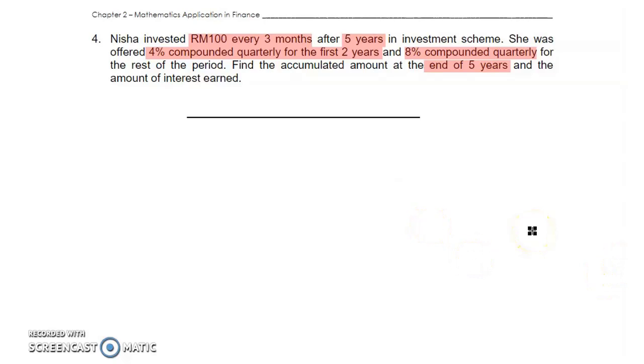To ease your understanding of the question, extract the info into a timeline like this. Total investment period is 5 years. First 2 years, so let's say T equals 2. Interest rate is 4% compounded quarterly, so m equals 4. Every 3 months, you wait 3 months and then calculate interest, so within 1 year the frequency of conversion is 4 times. The rest of the period is another 3 years. Now the rate has changed to 8%, but still compounded quarterly.